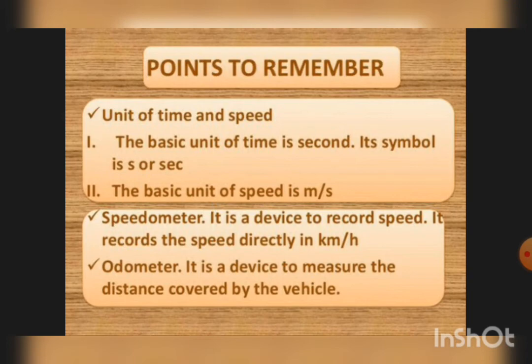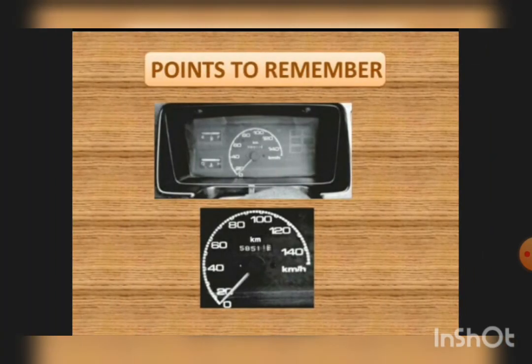Then now we learn something about the speedometer and odometer. These are the two devices mainly used to measure the speed and the distance covered by a vehicle. This meter you might have seen on a bike or even in cars also. See the meter. There are readings 20, 30, 40, 60, 80, 100, 120, 140. This is the speed of the car.